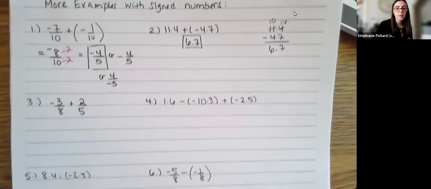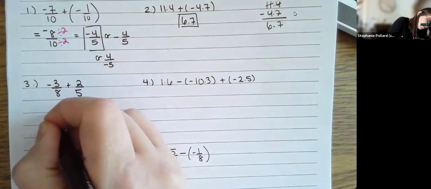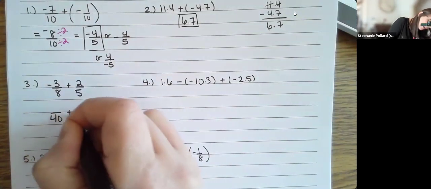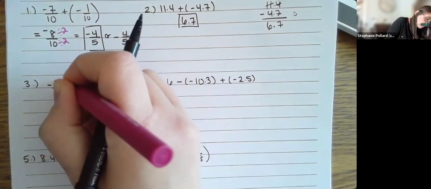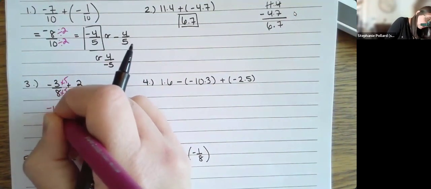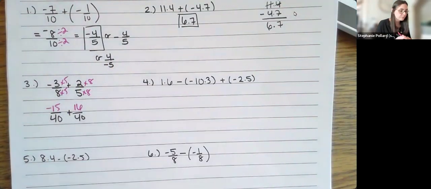In my next example here, I do have fractions again. I am also adding, but I see I have different denominators, so I have to fix that. So before I even think about my sign rules, I'm going to fix my fractions. And the one that would work for both of these would be 40. I would have to multiply the first fraction by 5, and that would give me -15, and the second fraction by 8, which would give me 16.